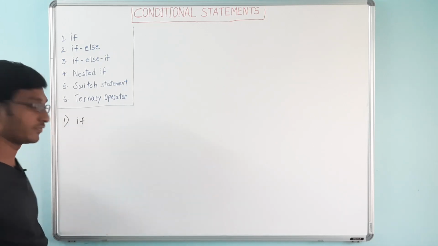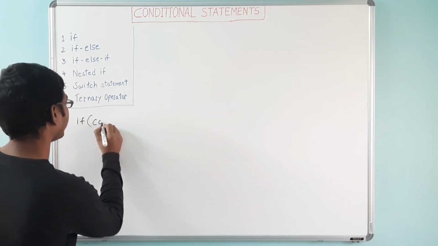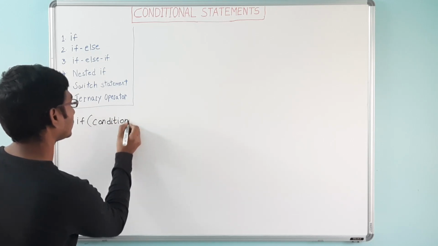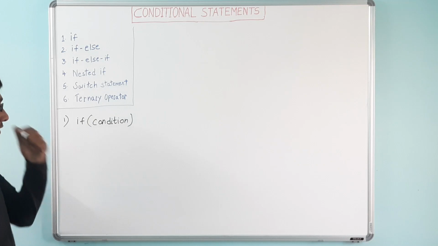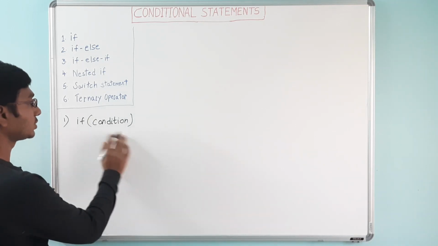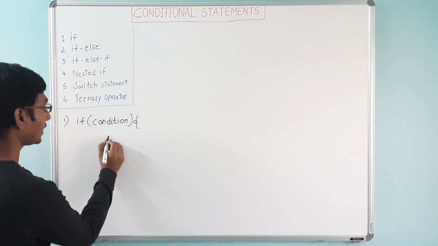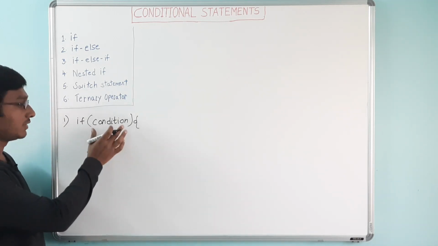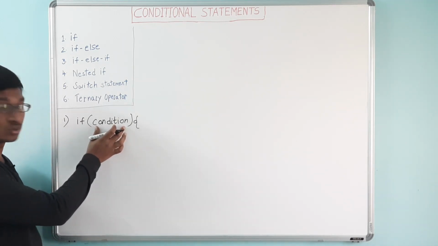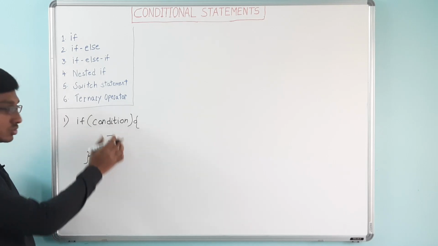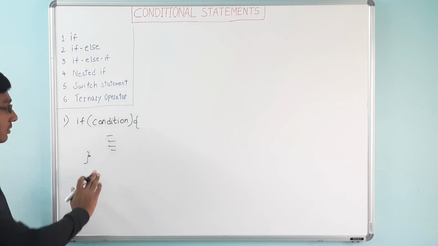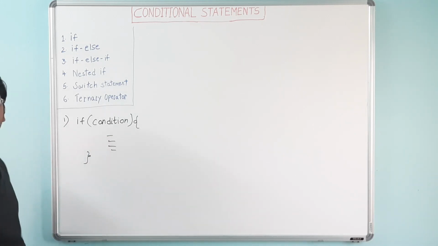The syntax of the if condition is: if, followed by some condition, which is an expression which returns a boolean value. It returns either true or false. And we have some piece of code here, and this code is executed only if this condition returns true. So only if this condition is true, this piece of code gets executed, or else it will not be executed, it will be skipped. This is about the if condition syntax.